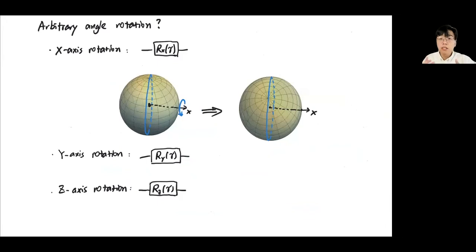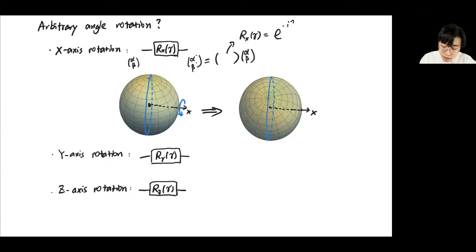What about arbitrary angle rotations? Well, we can also represent them as rotation matrices so that any input quantum state alpha and beta will be transformed to some other quantum state, alpha prime, beta prime, that is rotated by gamma degrees about the x-axis. Mathematically, we can write down the rotation matrix that accomplishes this. And this matrix for rotation about the x-axis can be written as e to the minus i gamma over 2 X. And this is the matrix exponential definition. For this case, in particular, we can write down a simpler looking term.